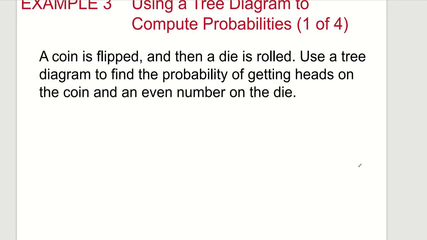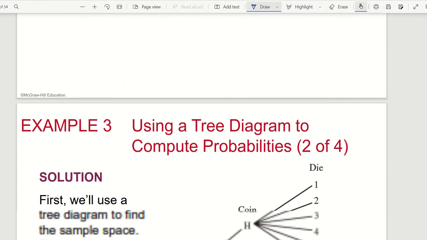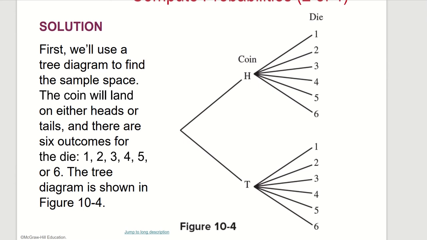Let's suppose that a coin is flipped and then a die is rolled. Let's use a tree diagram to find the probability of getting heads on the coin and an even number on the die. So here we diagram it out. Again, the first thing would be the selection of what happens on the coin. That could be either a head or a tail. That's our first branch point. Then, corresponding to each outcome from the coin, we now have our branches consisting of what could happen on the die, namely the numbers 1 through 6.